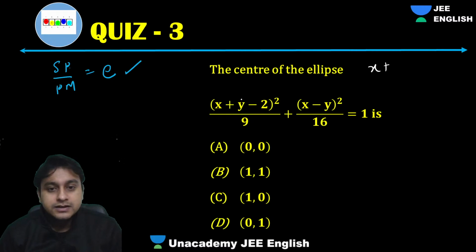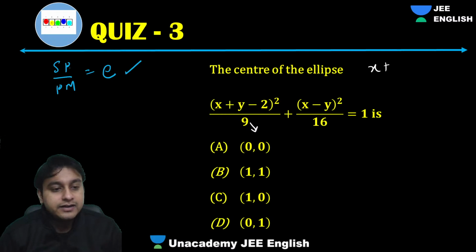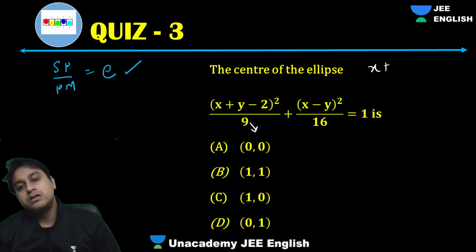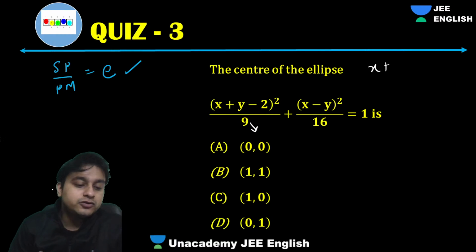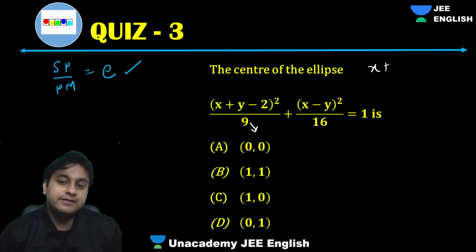Because this is nothing but b square, right? Because it's obviously coming as the lesser one. Or you can keep it anything, that is not an issue at all, right? It's on your mindset how you're going ahead with it.